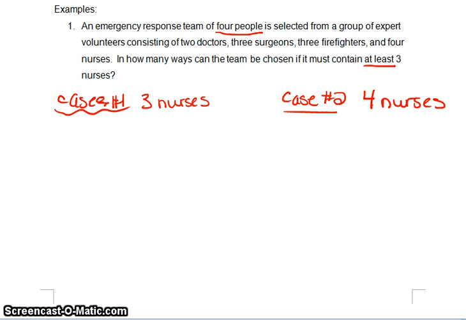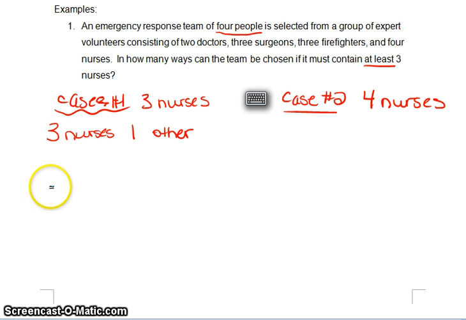So what you're going to do is find the number of ways to choose 3 nurses, and then the possibilities for 4 nurses, and add those 2 possibilities together. For case number 1 here, we'd have 3 nurses and 1 other person. It didn't specify who this other person was, it's just 1 other person. So to write our combinations, we're going to multiply the 2 together: we'll find the combination for nurses and then the 1 other person.